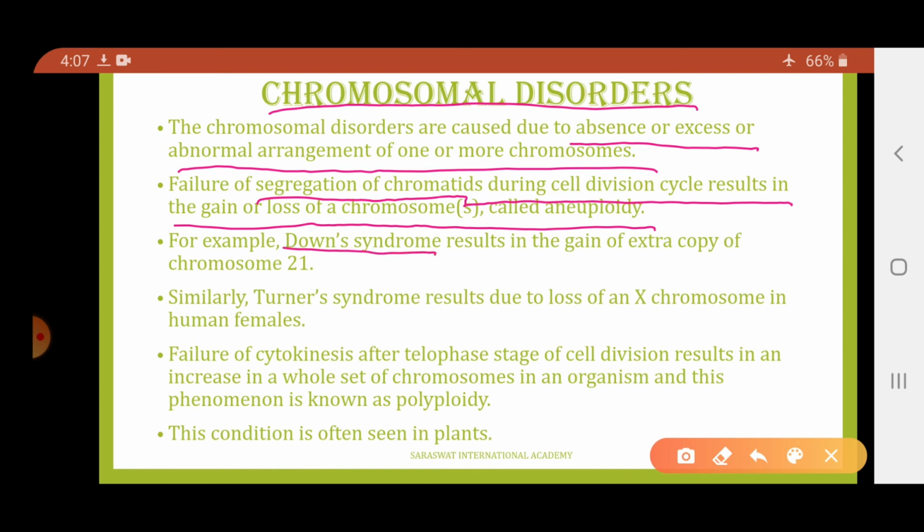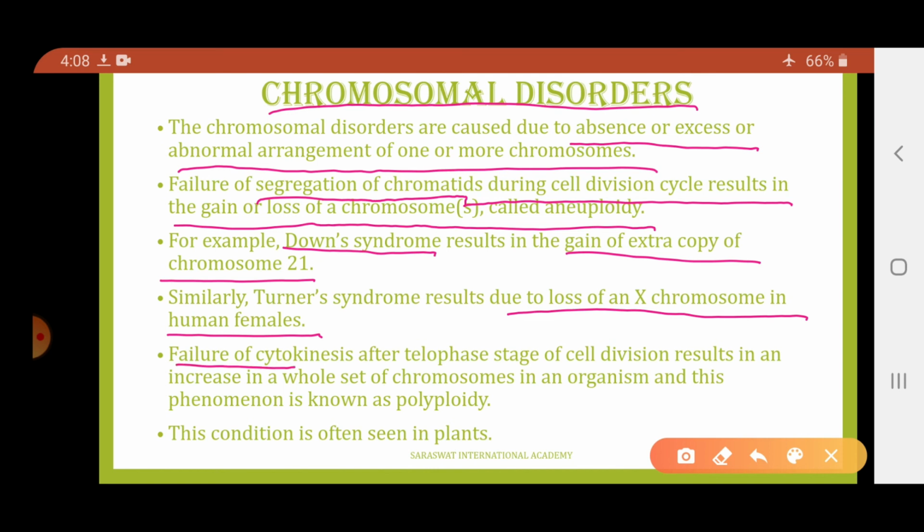एग्जाम्पल डाउन सिंड्रोम के जहाँ पे देर इज़ एन एक्स्ट्रा कॉपी ऑफ द क्रोमोसोम नंबर 21. क्रोमोसोम नंबर 21 कितने होते हैं? 2 होते हैं, बट यहाँ पे एक्स्ट्रा हो जाता है. सो आई टोल्ड यू व्हाट इज़ दैट कॉल्ड एज ट्राइसोमी, राइट. सिमिलरली टर्नर सिंड्रोम में क्या होता है? ड्यू टू द लॉस ऑफ एक्स क्रोमोसोम इन द ह्यूमन फीमेल्स. कितने एक्स क्रोमोसोम होते हैं फीमेल में? 2. So instead of 2 there is only one sex, that is monosomy of the sex chromosome.